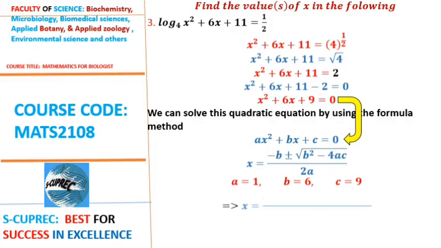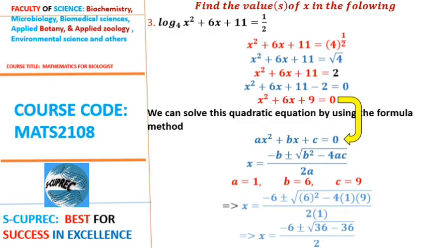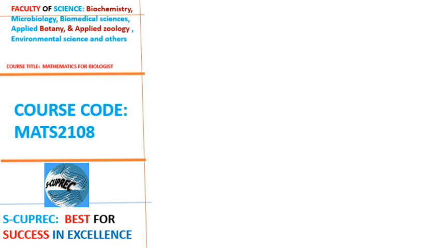So now we just have to diligently substitute it in that formula equation and simplify, and that's all. We get the value of x, or the values of x. So if we simplify that properly, we have negative 6 plus or minus the square root of 36 minus 36, which is 0. All of that divided by. So what do we have?